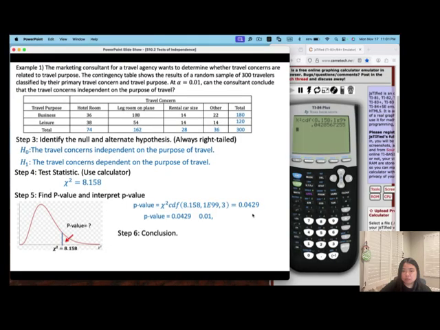Okay? So compare with your significance level, that will be greater than. So we fail to reject the null hypothesis. So fail to reject means we do not have sufficient evidence to support that the travel concern is dependent on the purpose of travel.